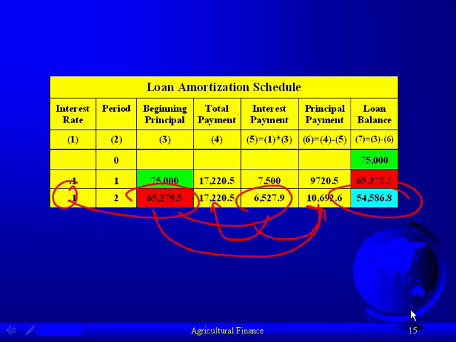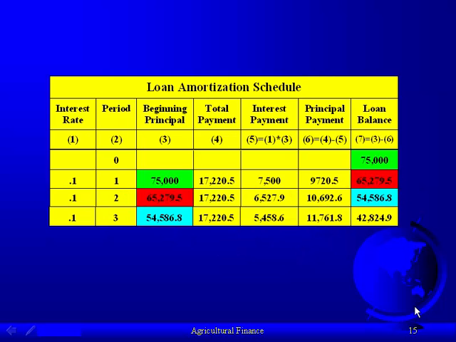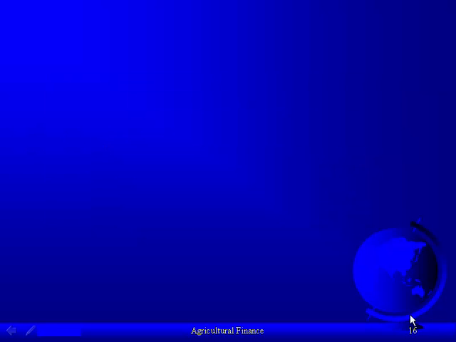Okay, so this is not hard. Tedious, absolutely. Hard, no. And then you go through the same process with period 3, and you end up then with a loan balance at the end of the third year of $42,824.90. Hopefully you also see the joy of a spreadsheet, because the formulas of your spreadsheet are already given here. So if you know anything about spreadsheets, to do an amortization schedule, given the formulas are already given for you, is very easy to do. Okay, we now have the loan amortized.